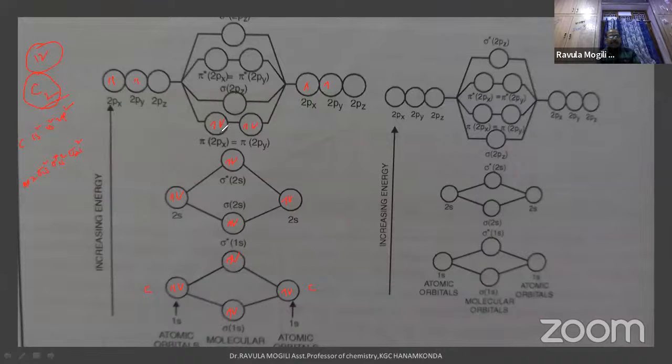Okay, whenever the energy is different, first of all the lower energy orbitals are filled with electrons, then after that the higher energy orbital.